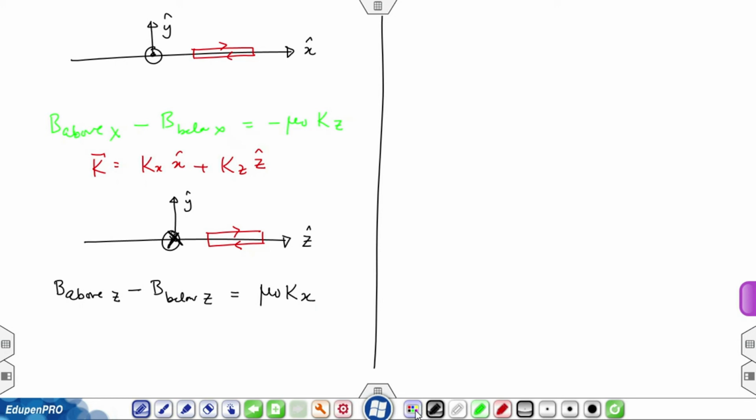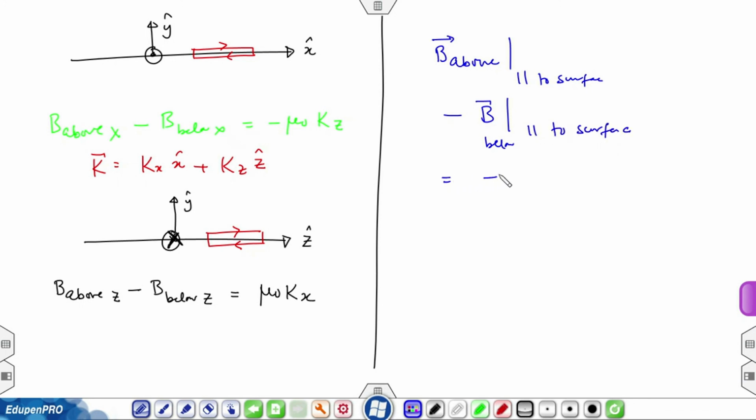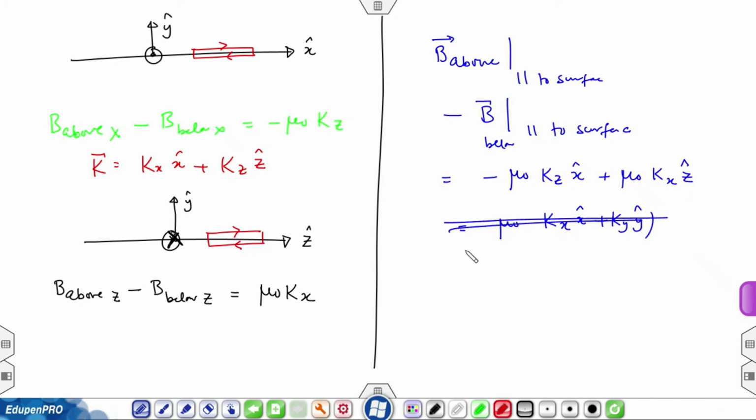So, I can write the two together as B above vector parallel to the surface minus B below parallel to the surface is equal to minus mu 0 k z x plus mu 0 k x z, which I can write as mu 0 k x x plus k y y, but there is no k y, so I will cut it, which I can write as mu 0 k x x plus k z z cross y.